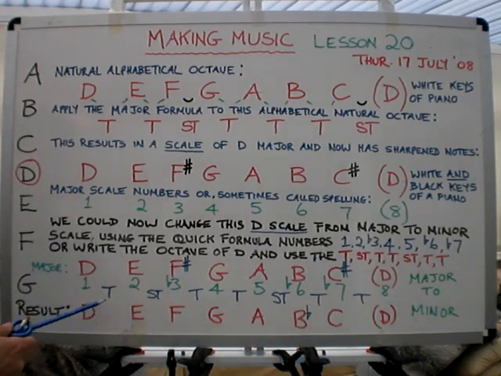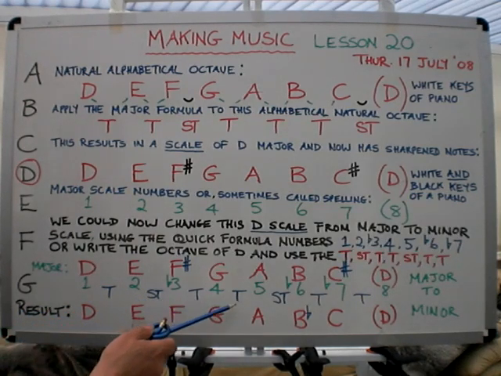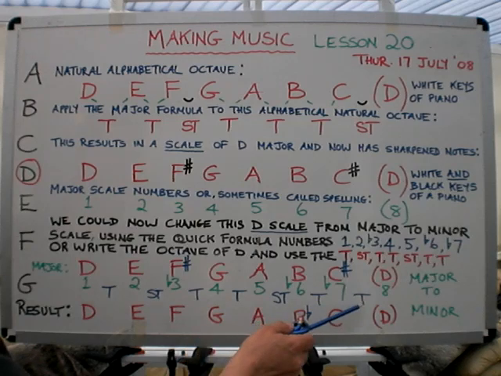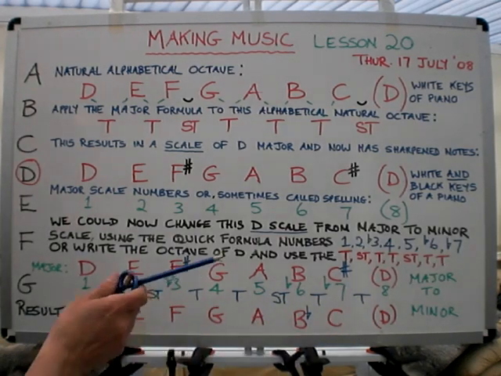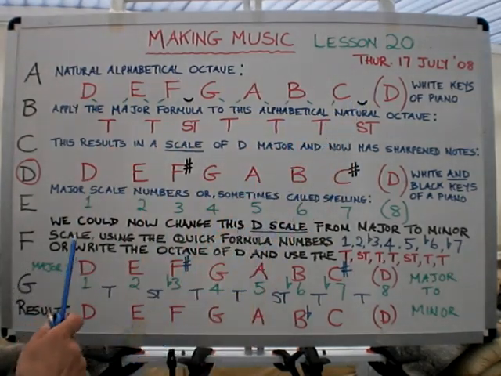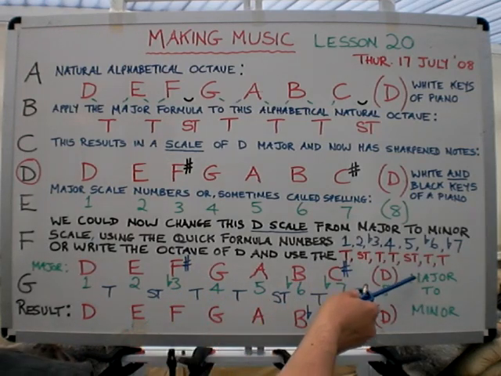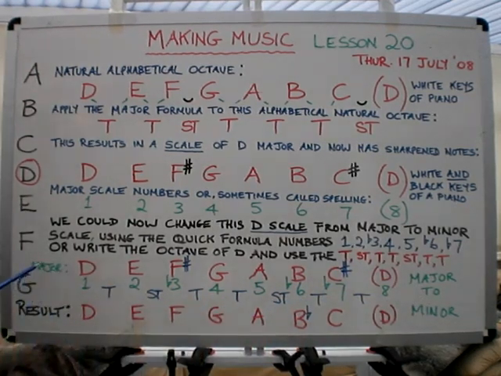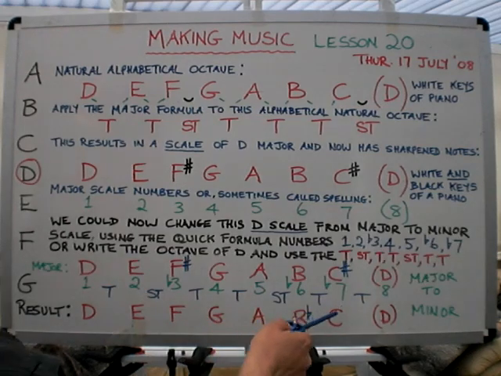Or we can do, as I just explained, a tone, semitone, tone, tone, semitone, tone, tone. But we apply that to the normal alphabetical arrangement. Okay, so we've got major to minor. Again, the result: D, E, F, G, A, B flat, C, D.